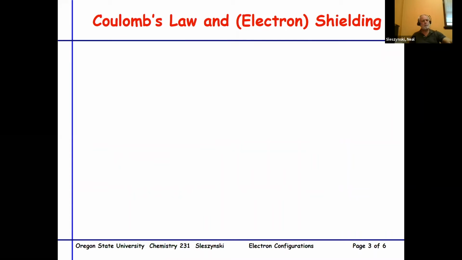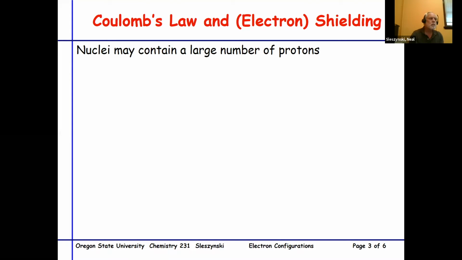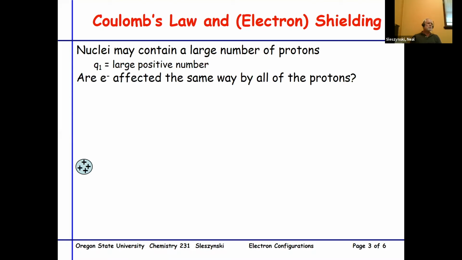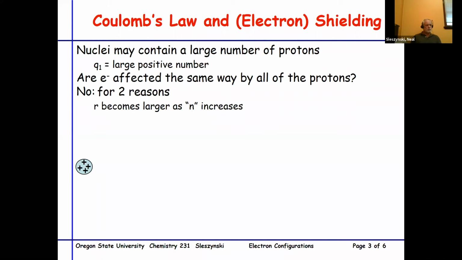We're going to look at how Coulomb's law affects something called shielding, and we're specifically talking about electron shielding. Our nuclei may contain a large number of protons, which in Coulomb's law makes Q1 a large positive number. We should ask ourselves the question, are all of the electrons affected in the same way by these protons in the nucleus? The answer is no, for two different reasons. The first reason is r becomes larger as n increases. So the electrons in n equals 1 are much closer to the nucleus and much more strongly attracted than the electrons in n equals 2.